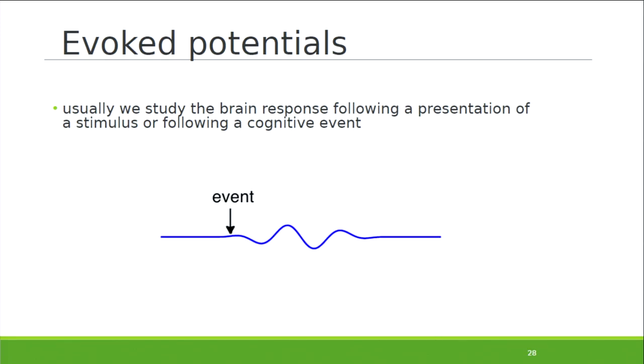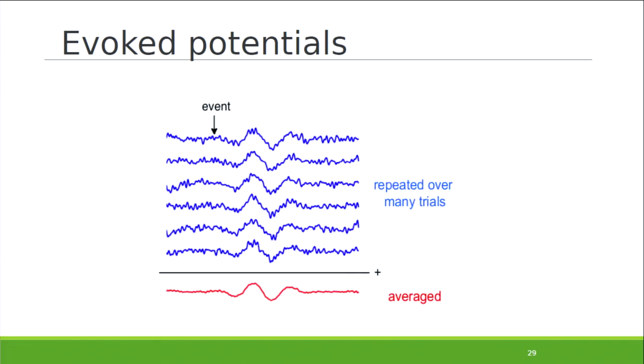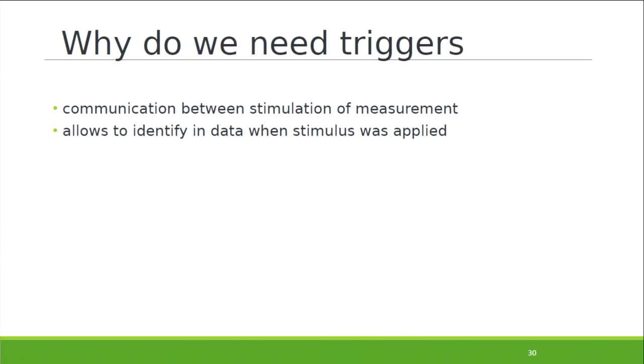Usually we study brain responses that follow the presentation of a stimulus or a cognitive event. So you have some event and then you measure what the brain is doing. And then you repeat that multiple times and then you average these signals, like you can see here. And it's very important to know when this event really occurs. So in order to communicate between the stimulus and the measurement, you need to have some sort of feedback, which is what we call triggers. These triggers in the dataset allow us to identify in the data when the stimulus was actually applied.